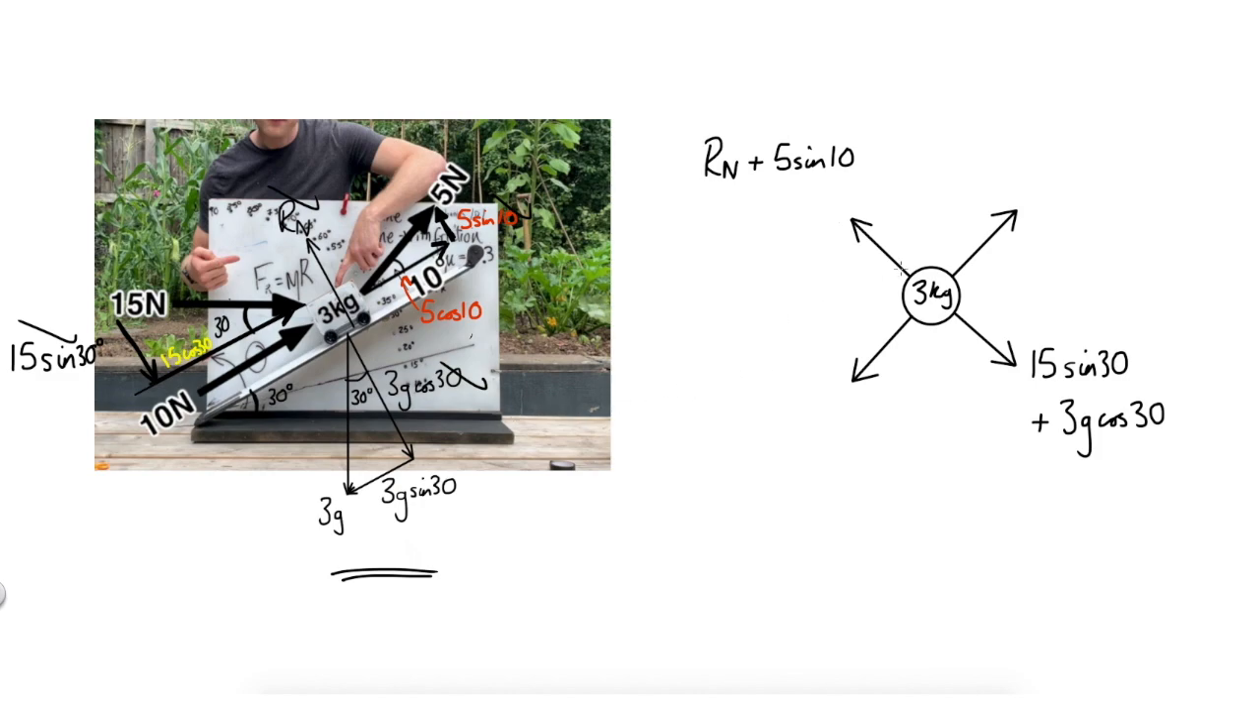Right, now let's look at the forces parallel to the plane. Let's go down the plane first. The forces down the plane, well, it's actually just this one: 3g sin 30. Okay, the forces going up the plane, well, I have my 10 Newtons, plus I have 5 cos 10 going this way, and I also have my 15 cos 30.